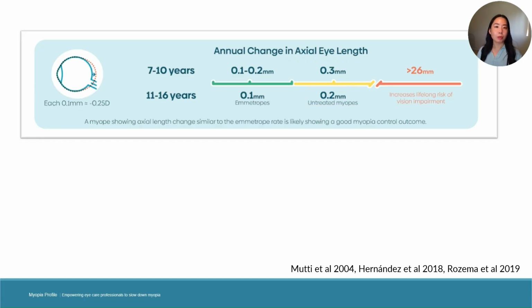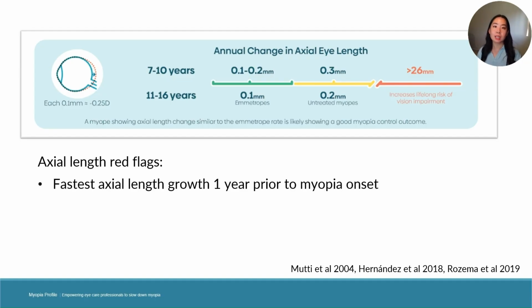Some axial length red flags to be aware of is that the fastest growth for a myope will occur 1 year before myopia onset. The CLEAR study found that future myopes grew by 0.33 millimeters in the year prior to onset, slowing down to 0.2 to 0.27 millimeters per year after onset.